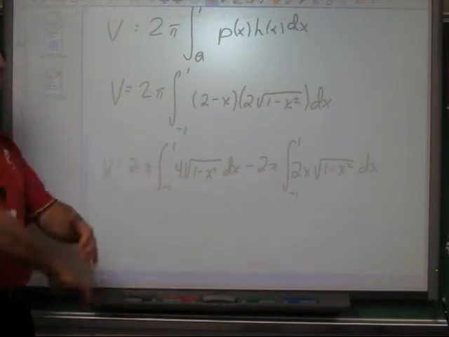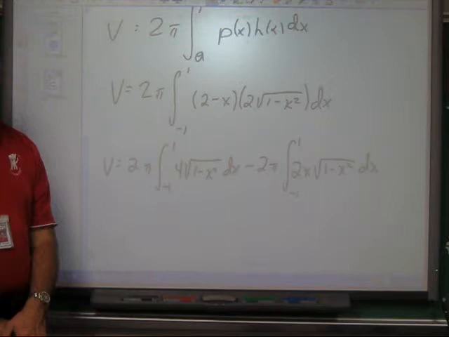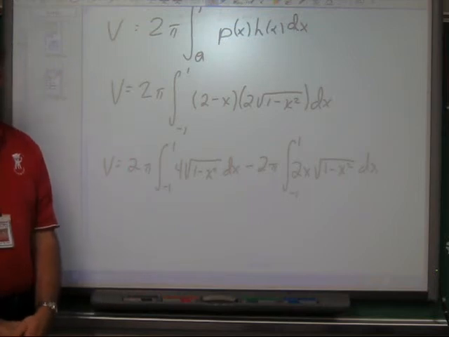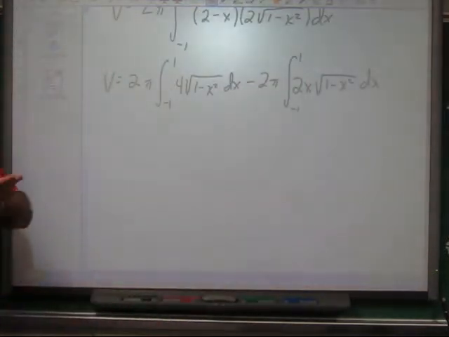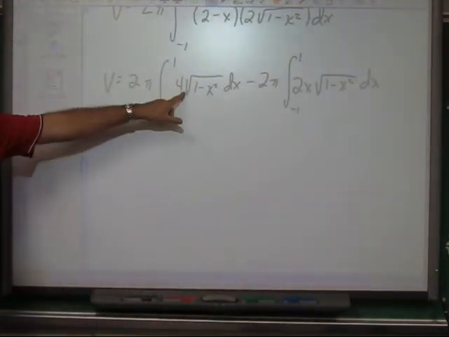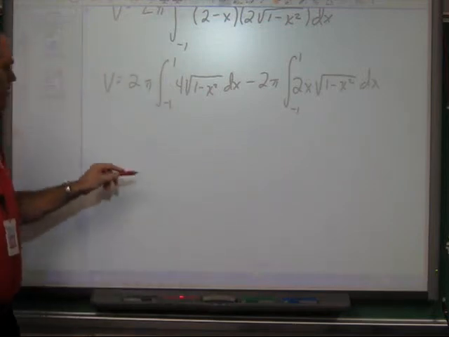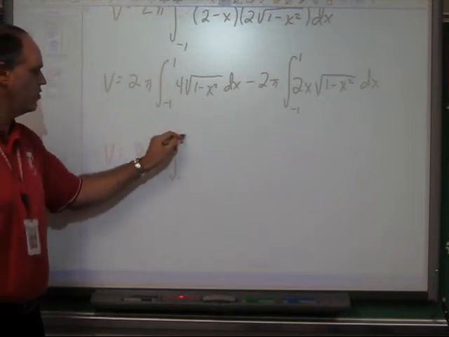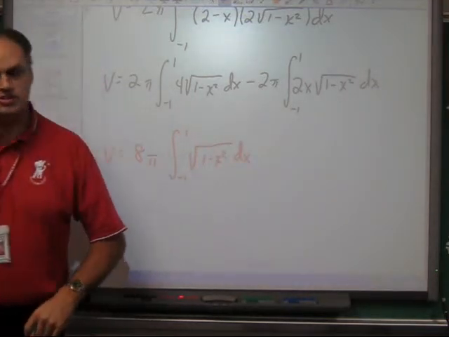Okay, which one of those two do you want to work on first? Come on, make a choice. Left or right? Left first? Okay, we'll do left first. We have a choice. That's good. Now look at this. There's a constant 4 out in front. I'm going to pull that out and have 8 pi. That leaves me with the antiderivative from negative 1 to 1 of the square root of 1 minus x squared dx. I think that looks very familiar to me.